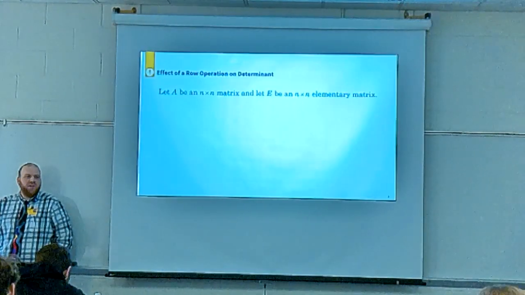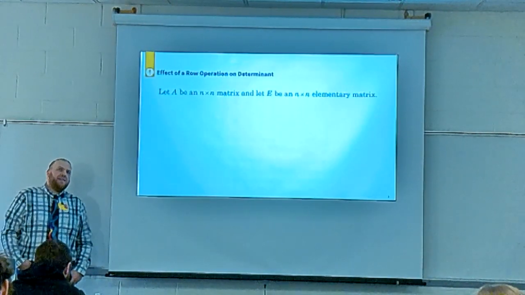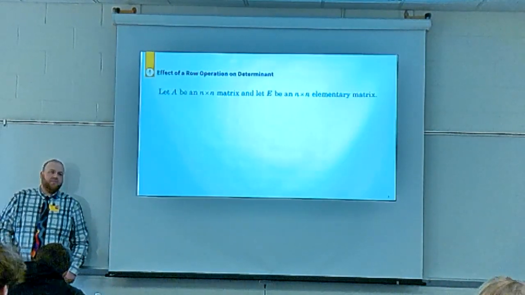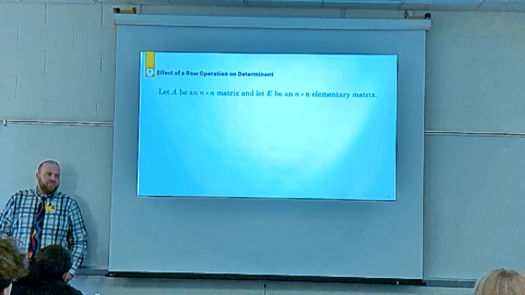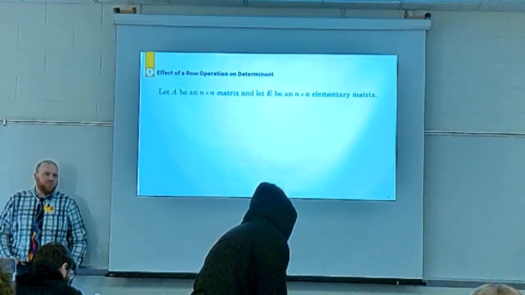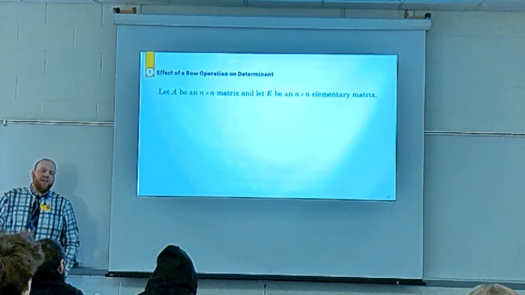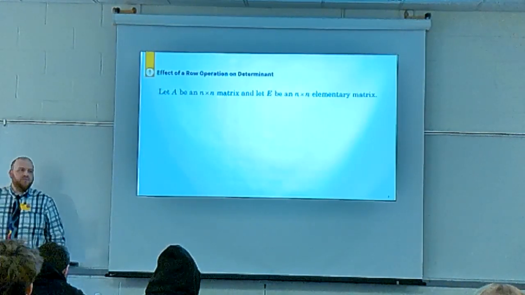Consider an n by n matrix A and an n by n elementary matrix E. Remember, elementary matrices have three types, one for each of the row operations. Type 1 represents swapping rows, type 2 multiplying a row by a non-zero constant, and type 3 adding to a row a multiple of another row.